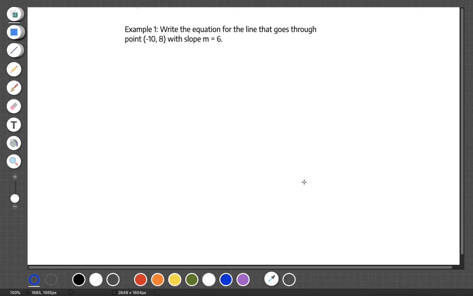All right, for this first example, what it says is to write the equation for the line that goes through the point -10, 8, and with the slope of m equals 6. So first thing we got to ask ourselves, okay, this is weird. Haven't seen this before. That's okay. First of all, it says the equation. Well, what equation is the equation for a line? Well, that is our y equals mx plus b.